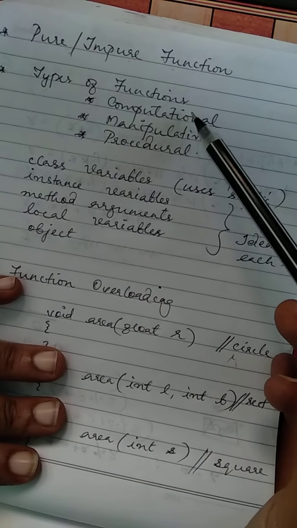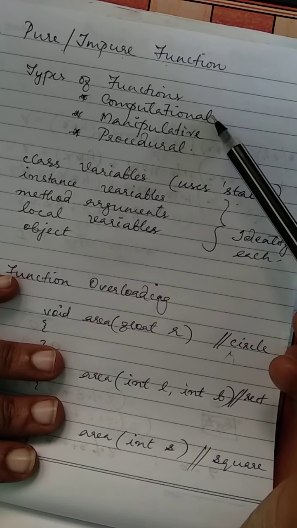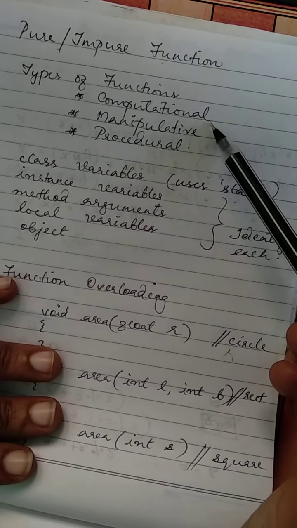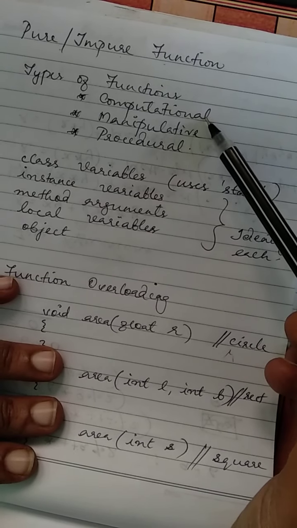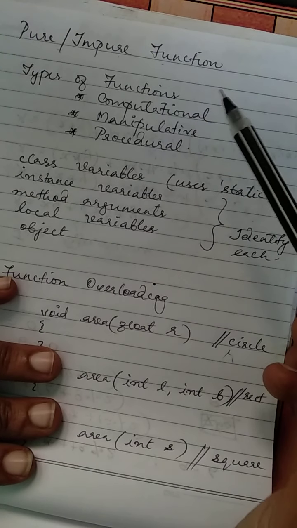Then different types of functions are computational, manipulative and procedural functions. Computational functions are the functions which perform calculations. For example, math.sqrt, math.pow, etc., which perform calculations and return the calculated value. Such functions are called computational functions.